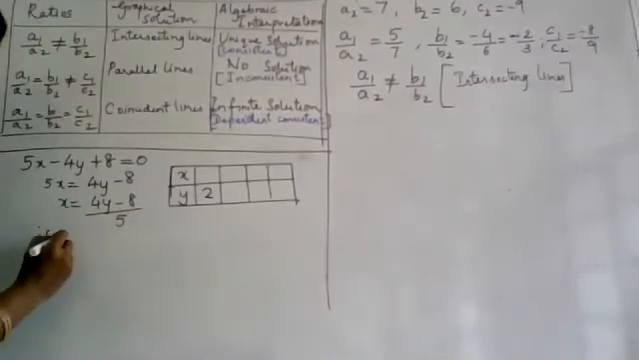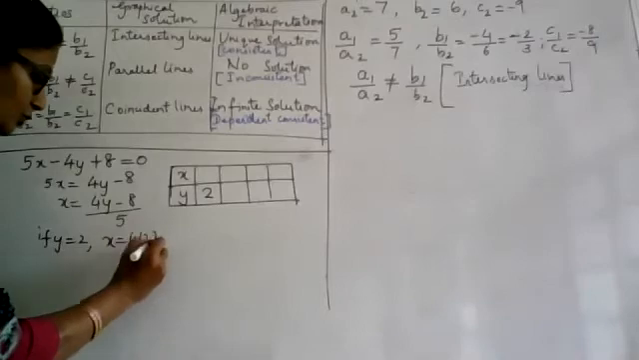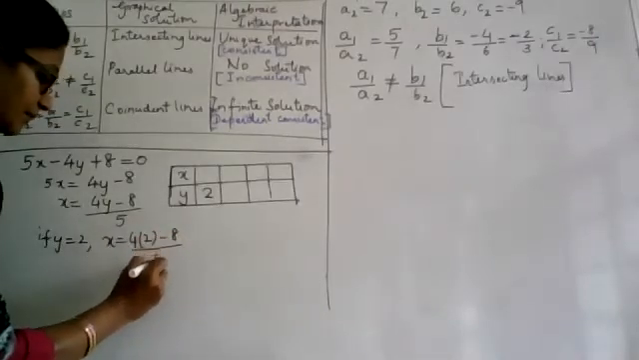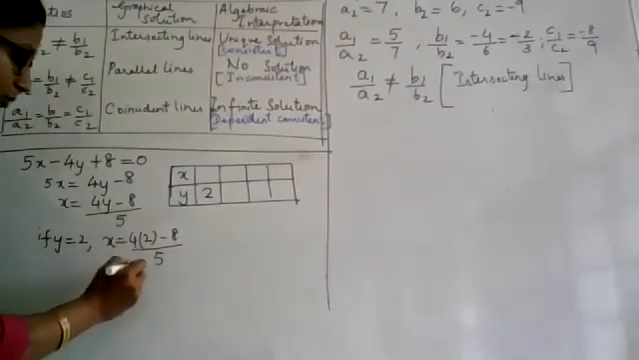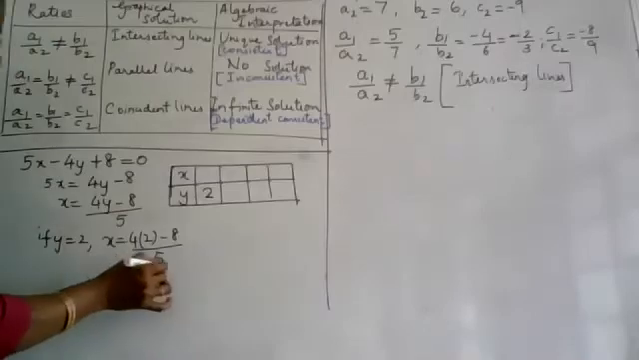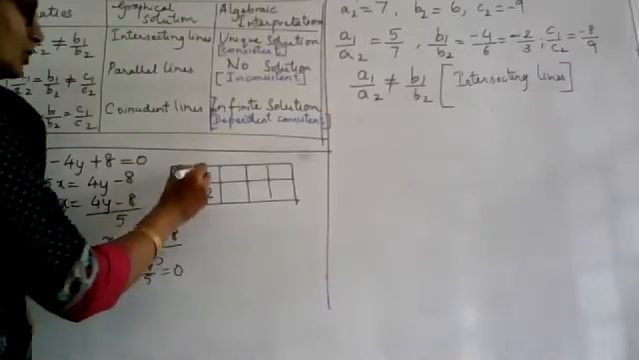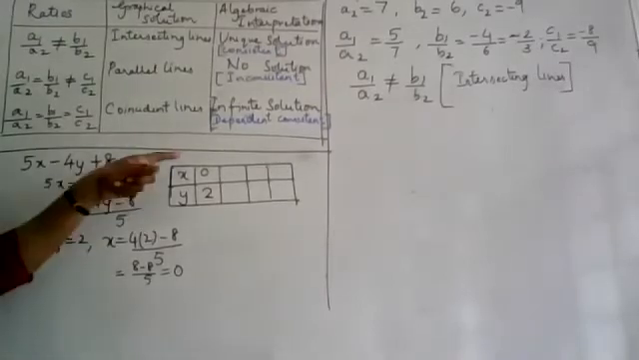If y equals 2, then x will be 4 into 2 minus 8 divided by 5. So what will that be equal to? 4 into 2 is 8. 8 minus 8 divided by 5. Numerator is 0 and this fraction becomes 0. So I got the first ordered pair, which is in whole numbers.